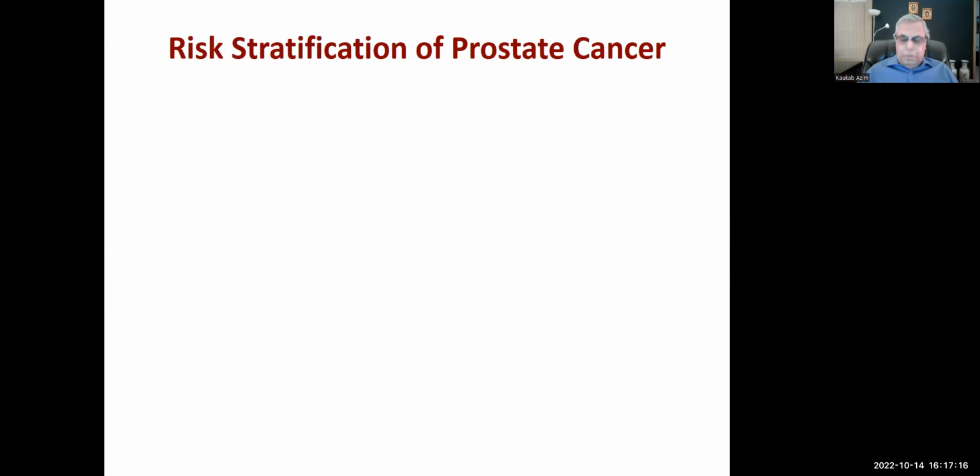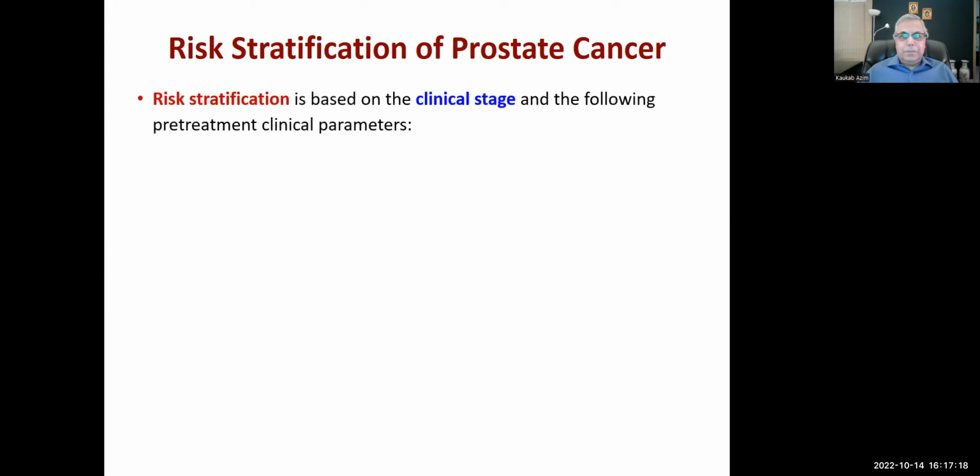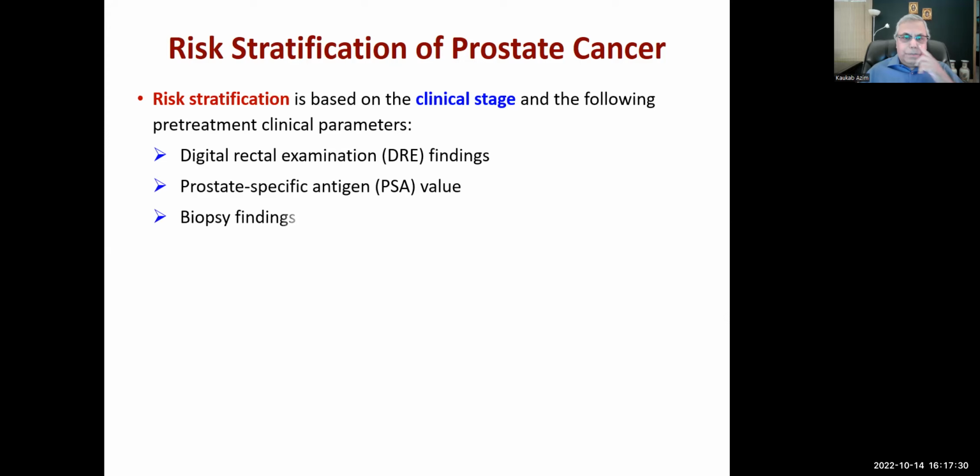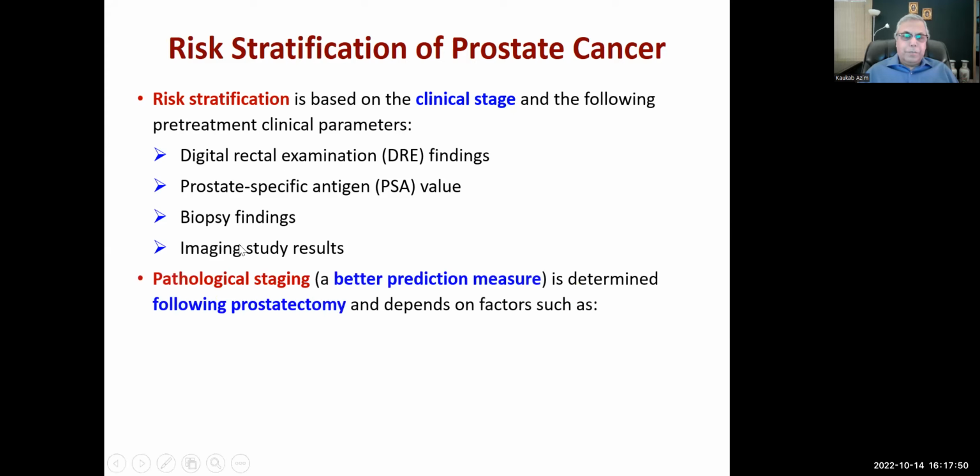Now we go on to risk stratification of prostate cancer, which is important. Risk stratification is based on the clinical stage and following pre-treatment clinical parameters: digital rectal examination, prostate-specific antigen, biopsy findings, and imaging study results like your MRI and bone scan, involvement of the lymph nodes in the pelvis or the inguinal region. So this is how you do a risk stratification. You take into account all these parameters.